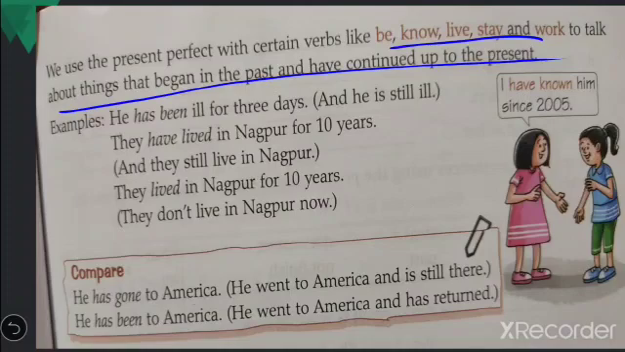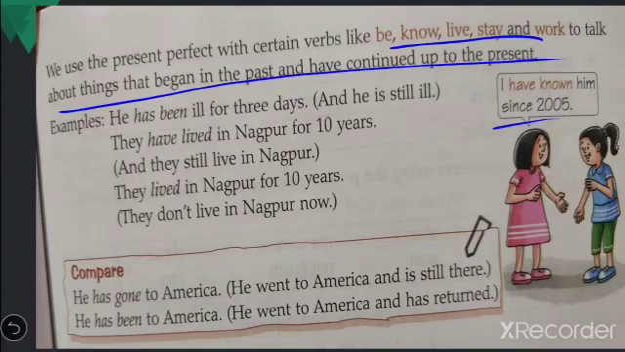We're showing that the action began in the past, and in the present also the action is going on, meaning it continues in the present also. Now look at this box. I have known him since 2005. In the past, the action started, I came to know that person. In the present also, I know that person very well. So for that, look at the word used: since 2005.